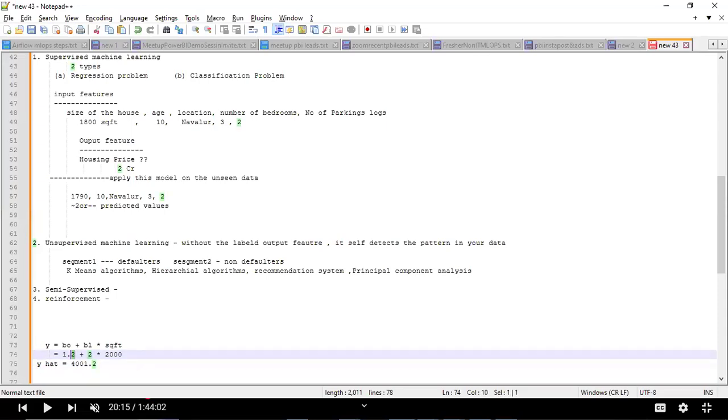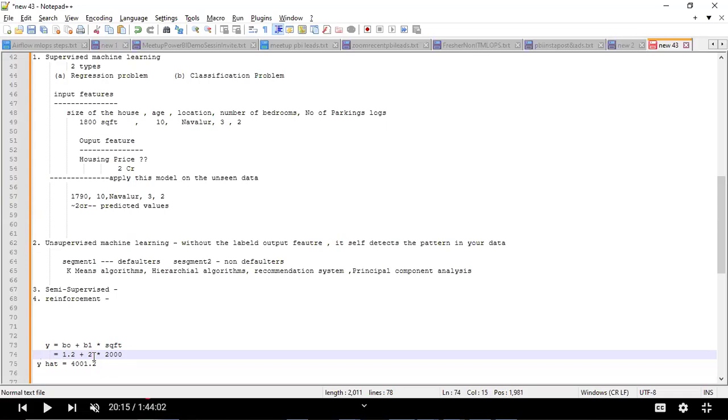So how did you get B 1.2? You don't have to worry. See, in Python, we have some packages available. When you use the linear regression function, it automatically estimates the beta naught value. Beta naught is your intercept, and beta 1 value also you can get. But manually also you can find out. There are some formulas available.